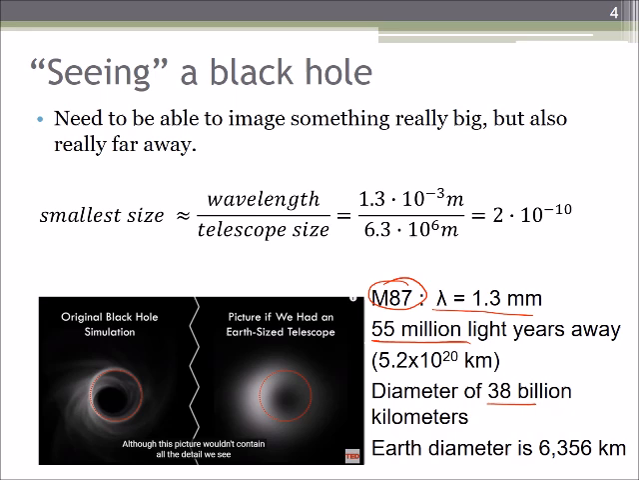So what they did is they decided, well, okay, this is the smallest wavelength that we have telescopes for, so this number is really small. How do we make this number really big? Well, they used telescopes all over the planet Earth and photographed the black hole at exactly the same time. And so what they did was they compiled all of that data.